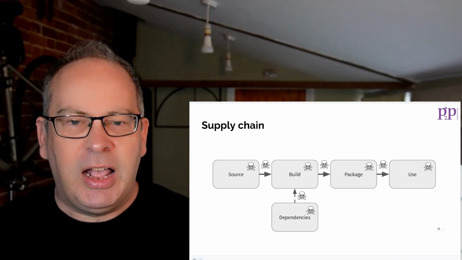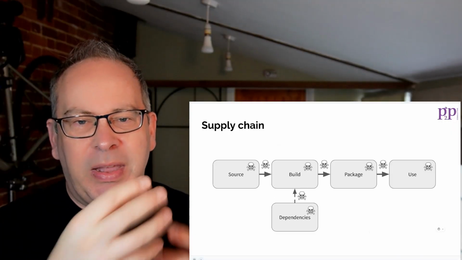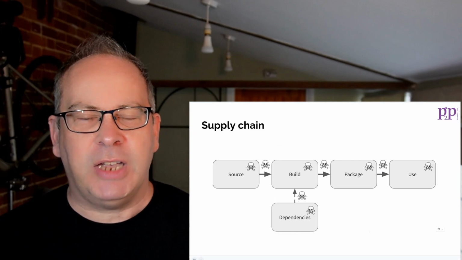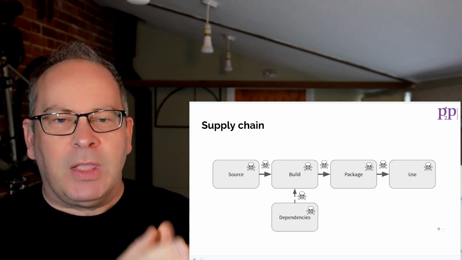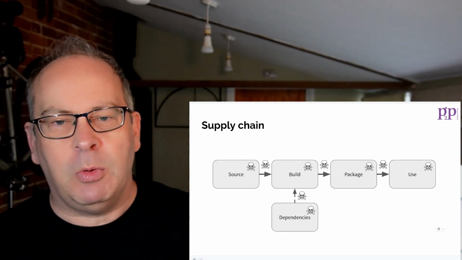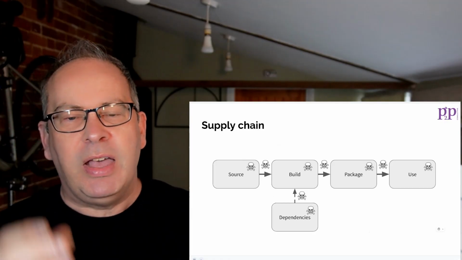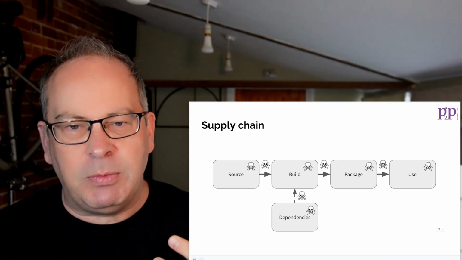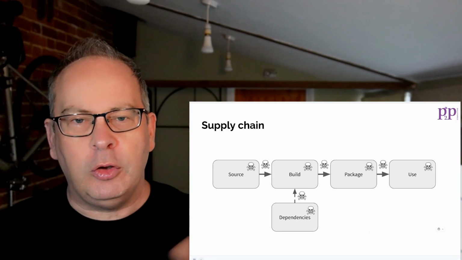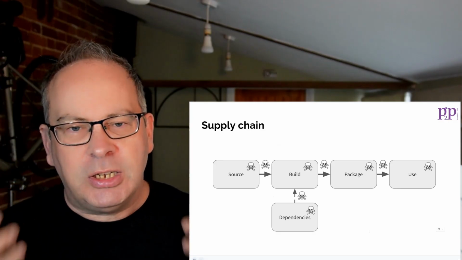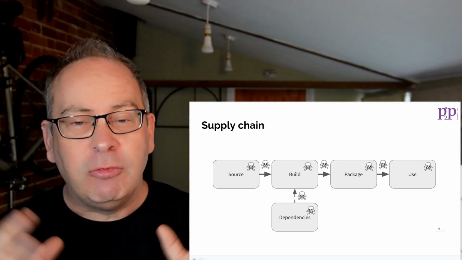So each of those little skull and crossbones is maybe an attack point in your supply chain, attacking the source itself, or maybe attacking the transfer of the source to the build system, or the build system to the packaging, or whatever. And so each of these are times when you need to be thinking about the security of your supply chain. So security in supply chains is really, really important.